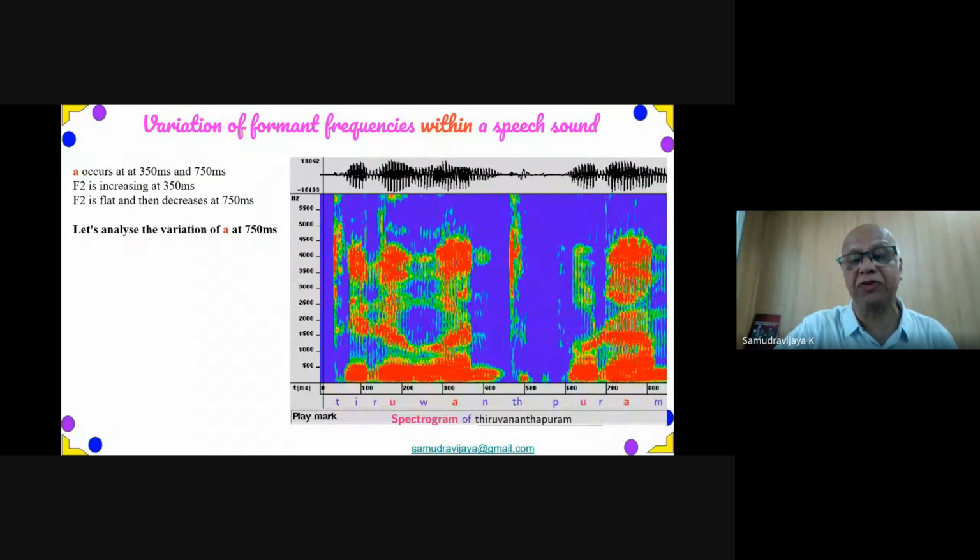Now let's look at F3. F3 is slowly increasing and then constant. Let us look at F4. F4 is decreasing initially and then increasing. Let's look at F5. It is initially increasing and then decreasing. So you see that different formants also vary differently. One can increase, one can decrease, for the same speech sound in the same context.